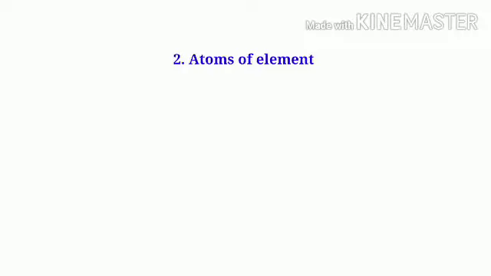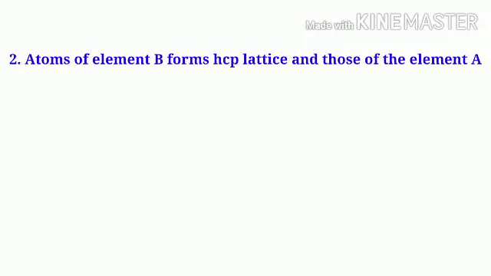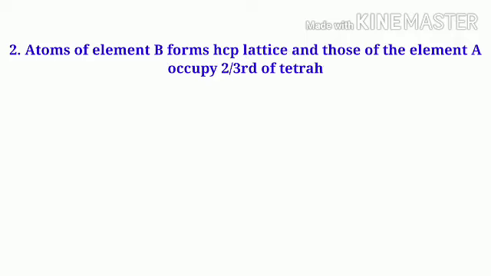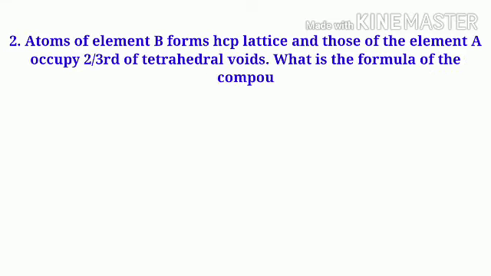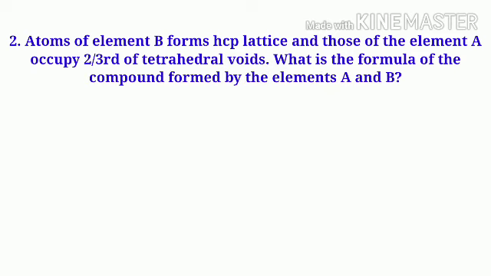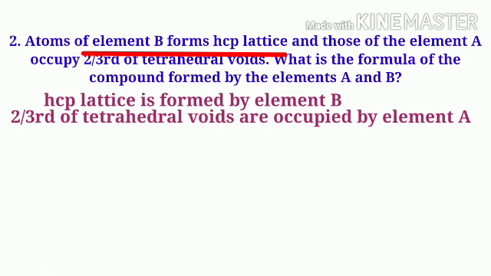Second problem. Atoms of element B form an HCP lattice and those of the element A occupy 2/3 of tetrahedral voids. What is the formula of the compound formed by the elements A and B? In this problem, it is given that the HCP lattice is formed by the element B and 2/3 of tetrahedral voids are occupied by the element A.